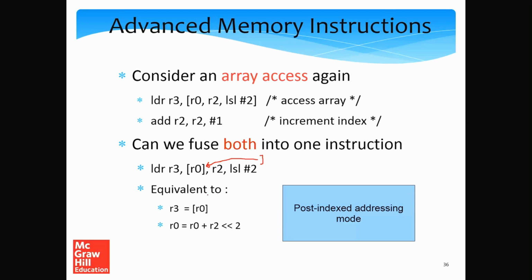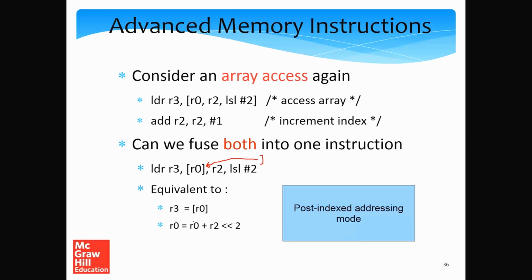LDR instruction. So this is equivalent to set R3 as the contents of R0, and subsequently you compute R0 is equal to R0 plus R2 times 4. So this is what this particular instruction is equivalent to. It's called a post-index addressing mode.